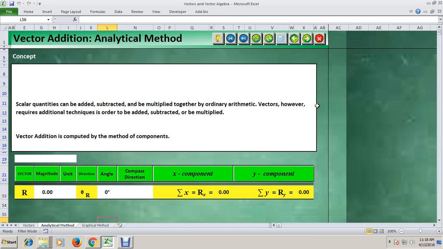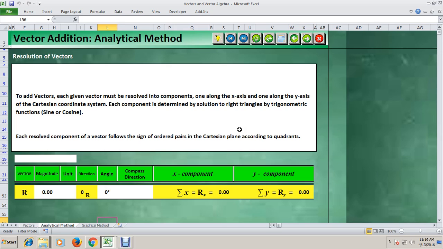Just as what we have presented before, the analytic method is a different set of technique as opposed to ordinary addition or subtraction or multiplication. The analytic method basically uses the idea of resolution of vectors, meaning the method of components. Okay, so to add vectors, you have to resolve the given vectors into the corresponding components. And the solution is to resolve a vector into its components.